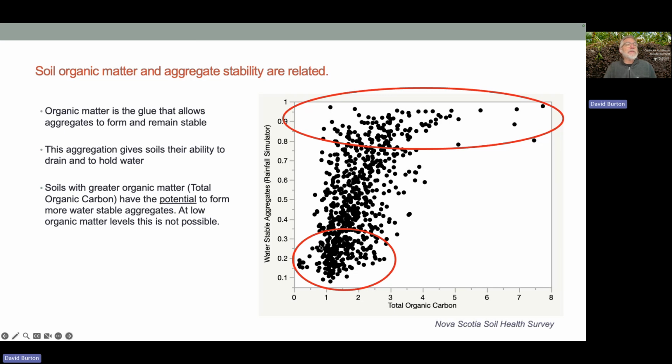And one of the things we see is that when we have low organic matter, we have almost uniformly low percent aggregates that resist rainfall, that are water stable. So a very low percentage of water stable aggregates. When we have a high organic matter, we have the potential for water stable aggregates, but not always, and it's not assured. Some of that is a function of the degree of soil disturbance and how those soils are being managed. But to have high percentages of water stable aggregates, we need to have higher organic matter contents.